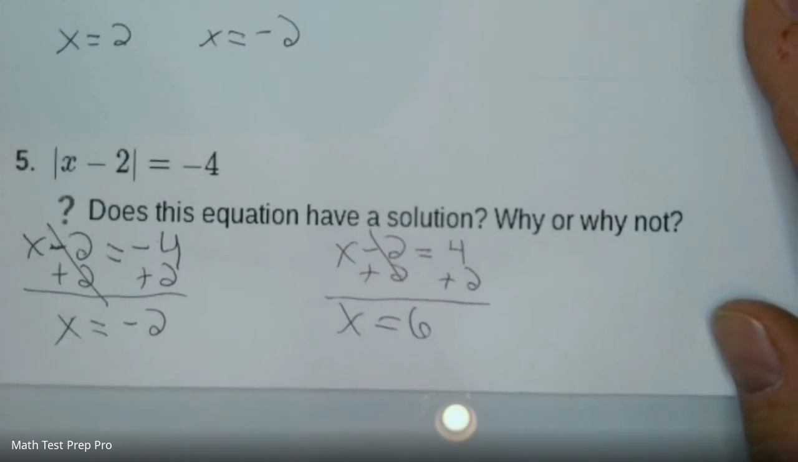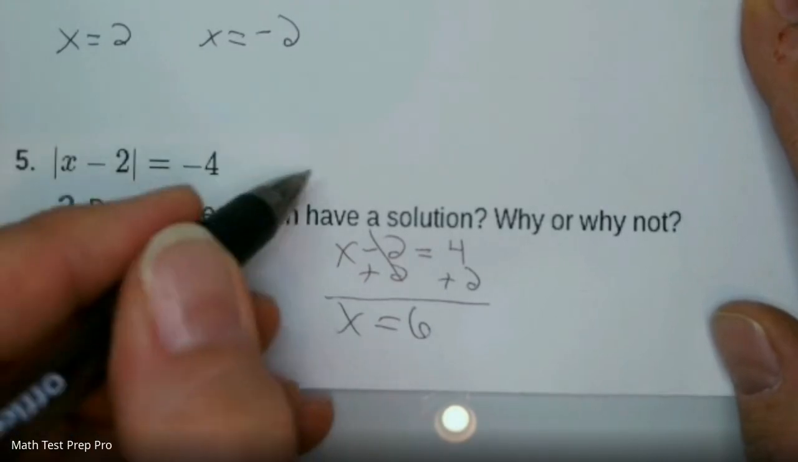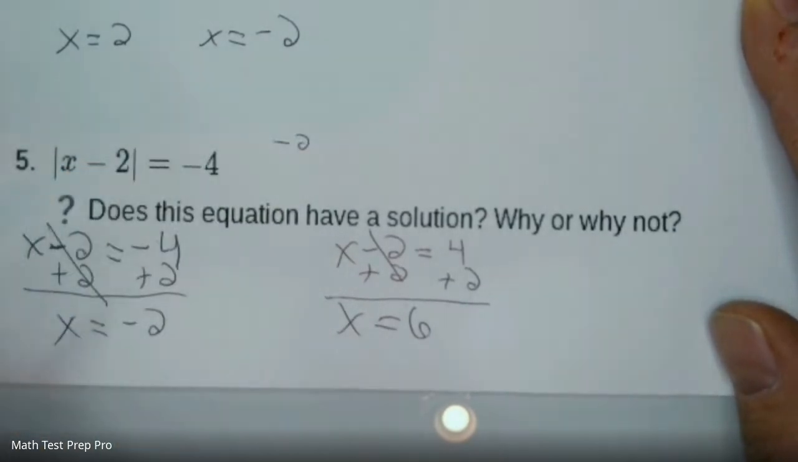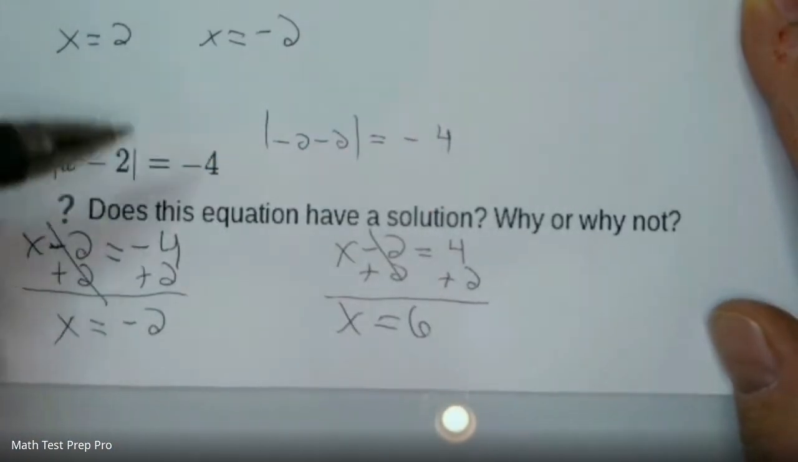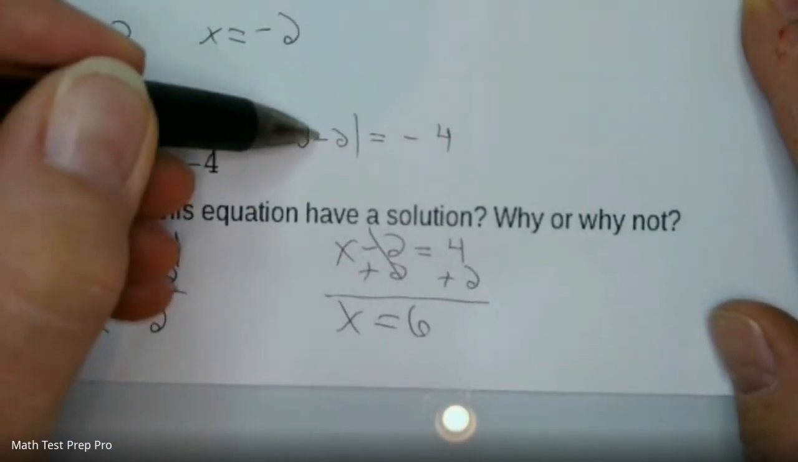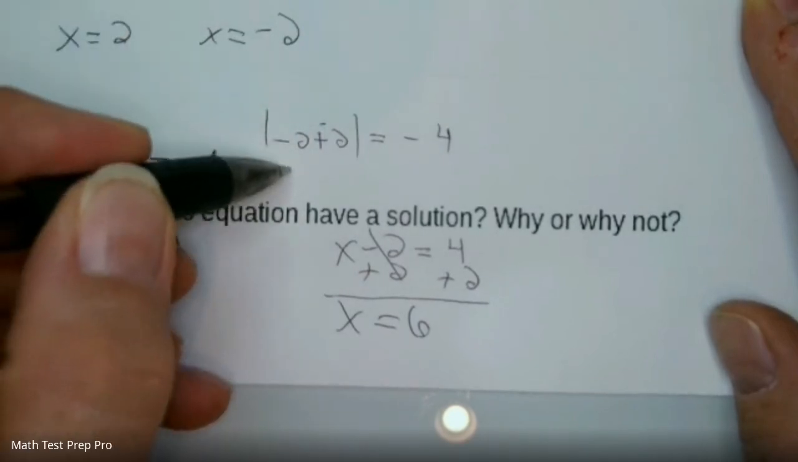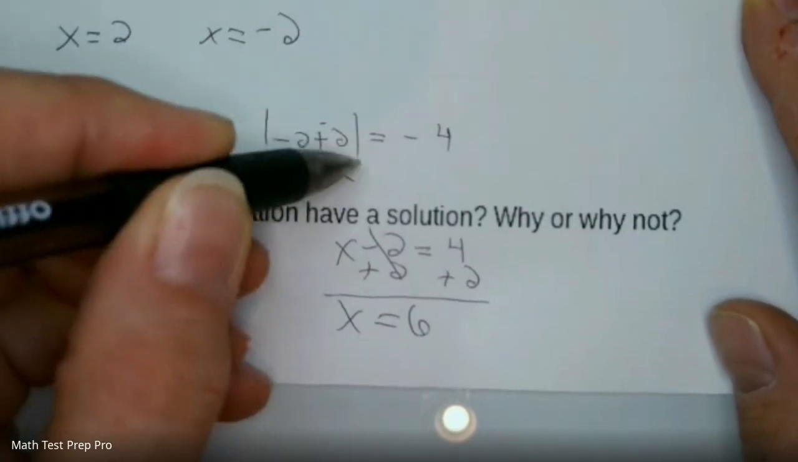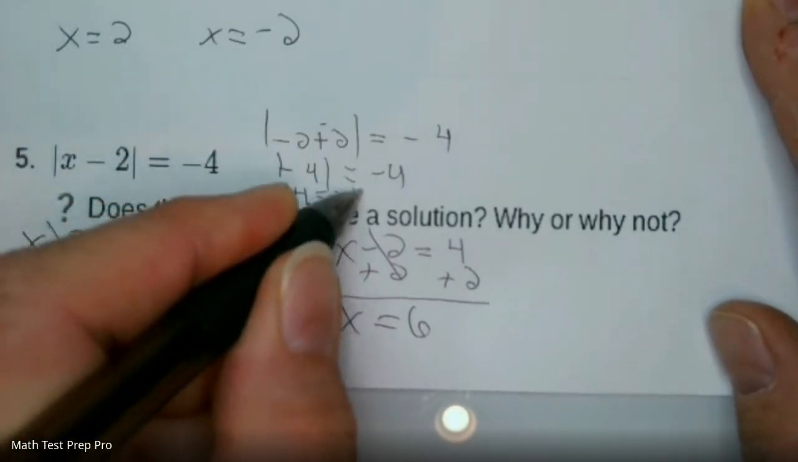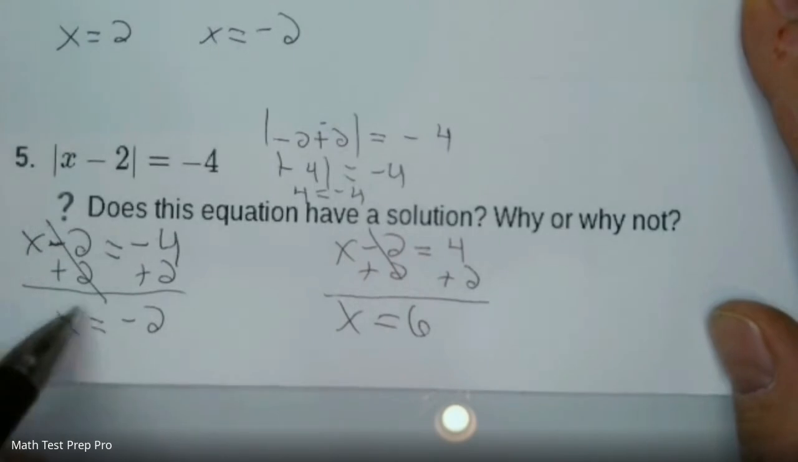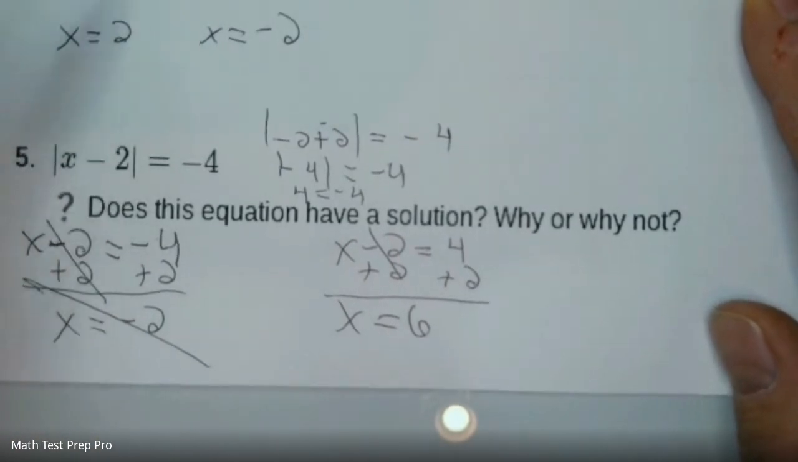So we want to plug them in and see if it's true. Let's plug in -2 over here. Do some mental math. So it's -2 minus 2, absolute value, equals -4, right? So it's absolute value of -4 equals -4. And that's not true, because this equation comes out to 4 equals -4. So what that tells us is that -2 cannot be an answer. That is not a value for x in that equation.